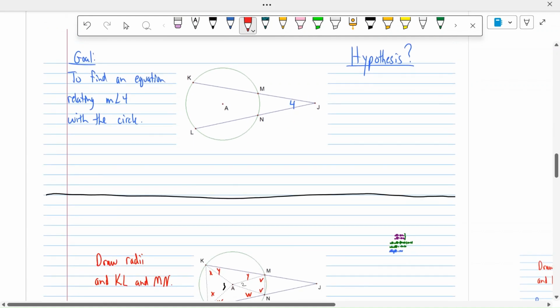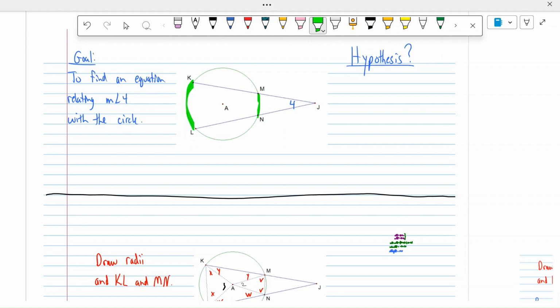Next, instead of having two segments that intersect inside of the circle, now we have these two secants. Secants are segments that extend beyond the circle. So these two secants intersect at angle 4. What's the relationship of measure of angle 4 relative to this arc angle that's inside of it and this arc angle that's inside of it?